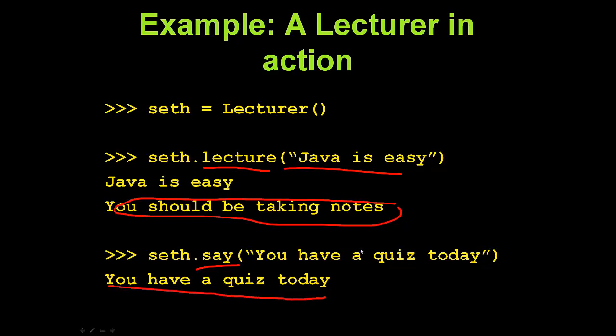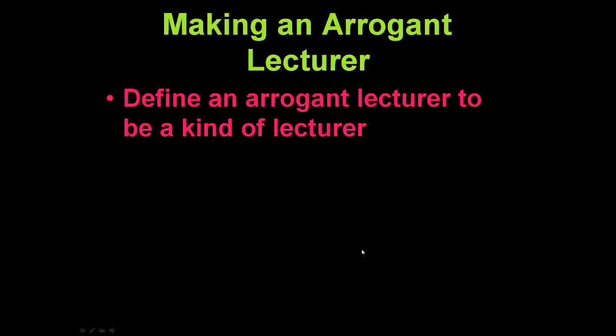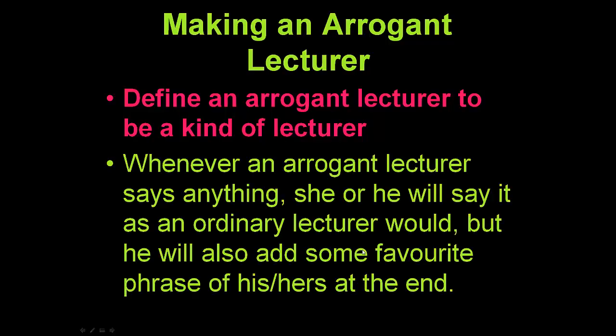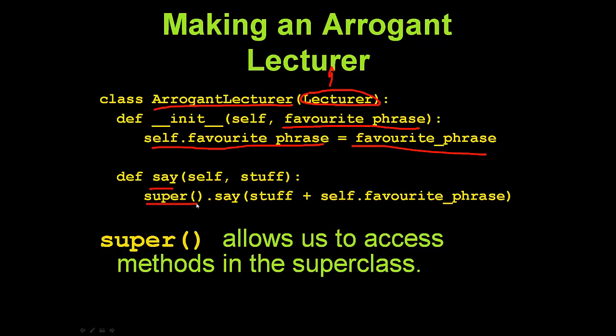So let's take a look at another example called ArrogantLecturer. We define ArrogantLecturer to be a kind of lecturer, which is fair enough. But whenever ArrogantLecturer says something, he or she will add something extra, which is the favorite phrase. Now let's take a look. The ArrogantLecturer is a subclass of lecturer, and it takes in a favorite phrase. So it sets the favorite phrase to this favorite phrase. And basically, when this ArrogantLecturer says anything, you will call the superclass to say the stuff plus the favorite phrase.